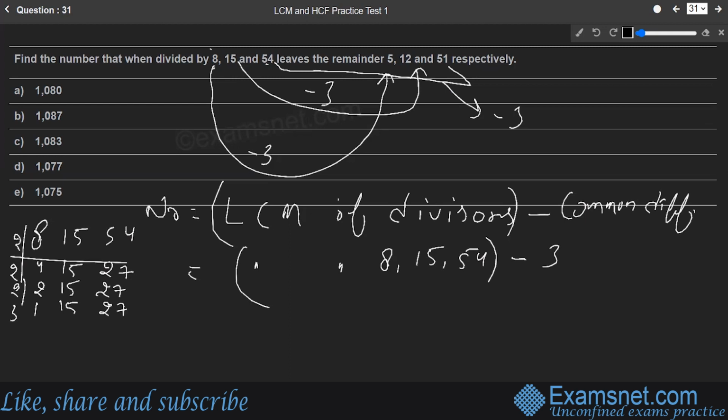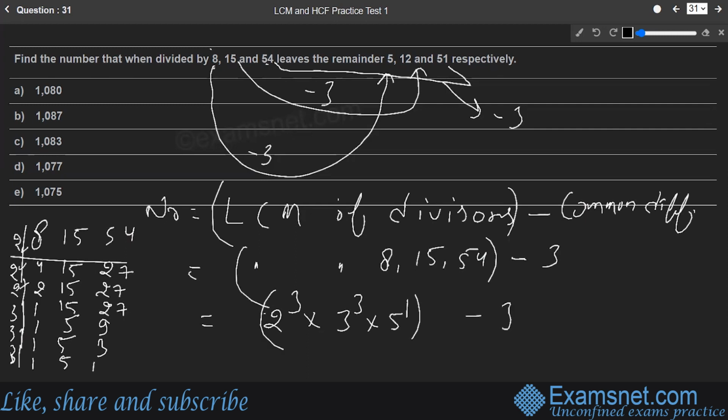We can go by 3. So if we go by 3, it's still 1, 3, 5, 15, 3, 9, 27. We can again go by 3. So 3, 1, 3, 5 remains as it is, 3, 3, 9. Again, we can go by 3. If you go by 3, it's going to be 1, 5, and 1. So clearly the LCM is going to be 2 cube into 3 appearing 3 times into 5 appearing 1 time. Okay, minus 3.